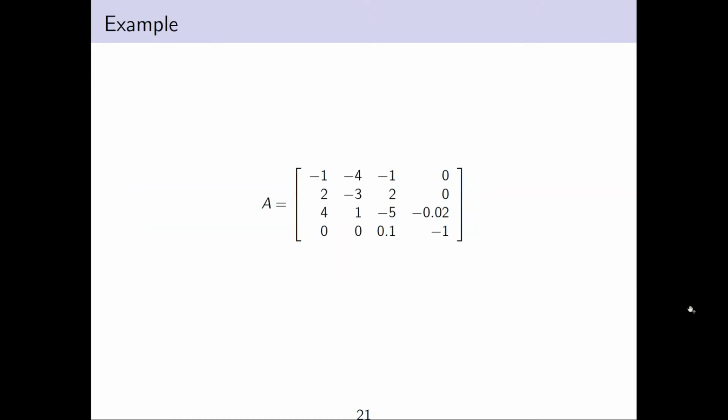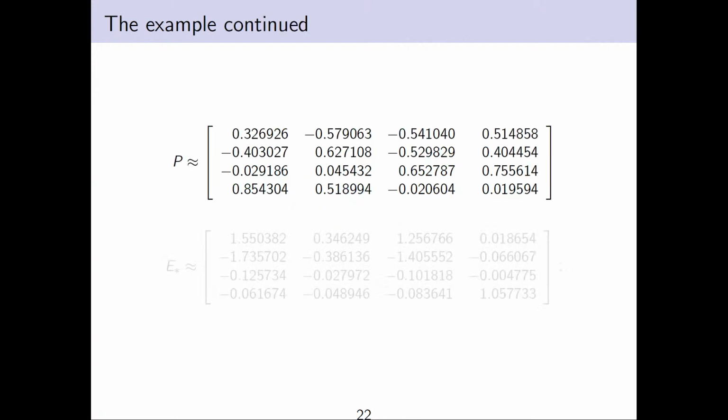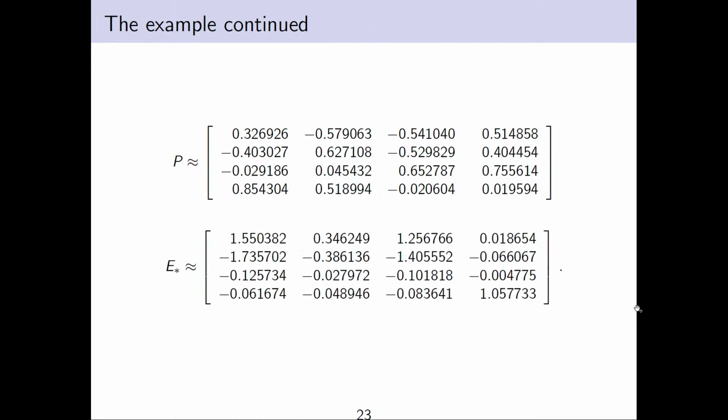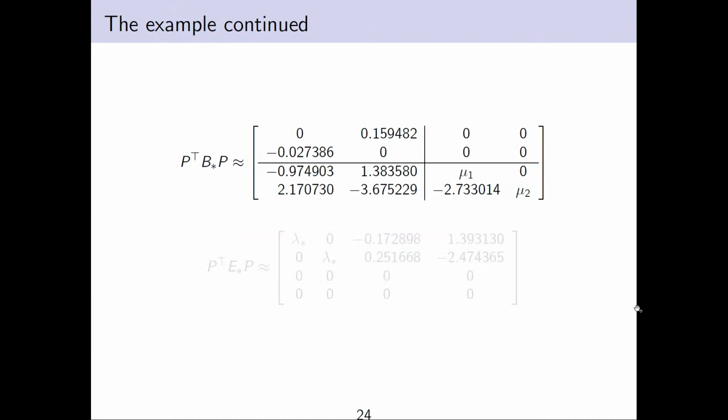Here is the example. There is the matrix A, the given matrix. Here is the matrix transferred to the new orthonormal basis. Here is the destabilizing perturbation. And you can see that the perturbed matrix and the destabilizing perturbation in the new basis have a certain structure.